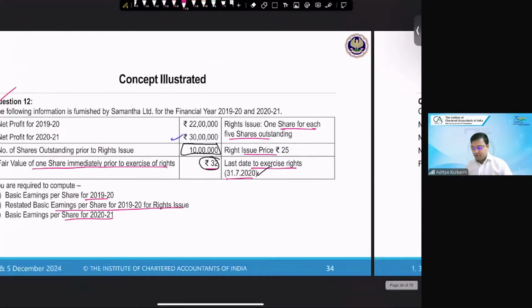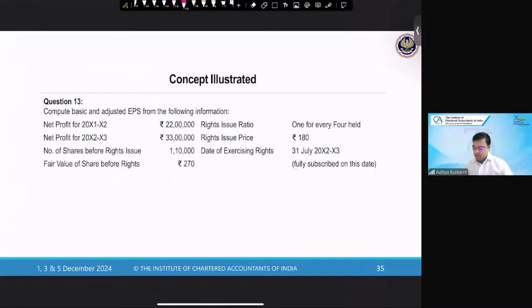So what I will do is, question 12 is done from my side. Can you do question 13 by yourself? Look, everything is the same: 22 lakh, 23 lakh, 1,10,000, fair value of rights issue price, the date is also the same, 31 July. Only the figures have changed a little. Can you try this for homework? Yes, sir. Do this as part of your revision without looking at my question. You will be fairly comfortable with rights issue.